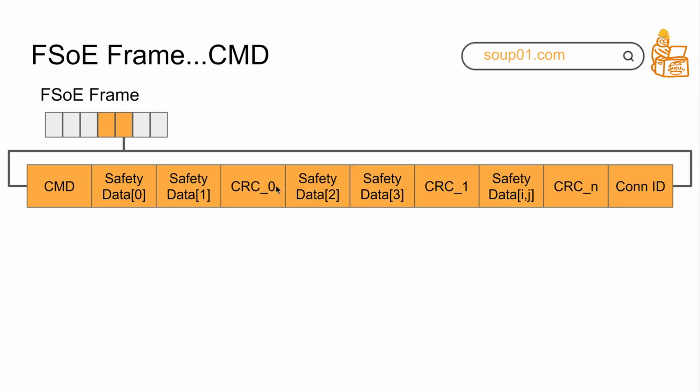Okay, so let's explain a little bit more about the FSoE frame. The first one is the command. In the normal FSoE frame, you have a command, safety data, CRC, and connection ID.